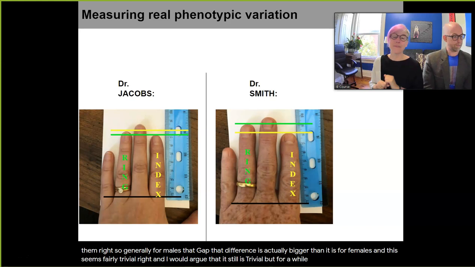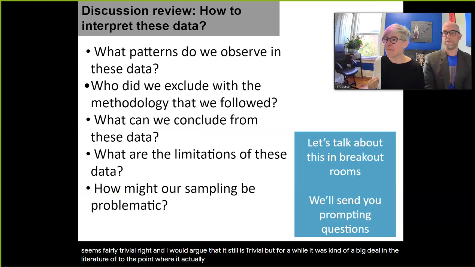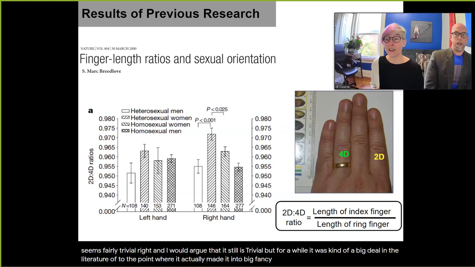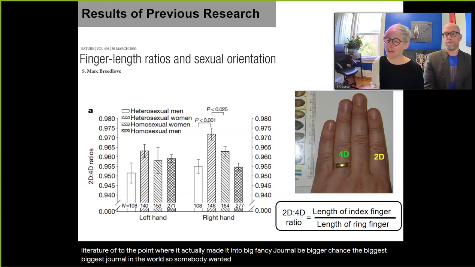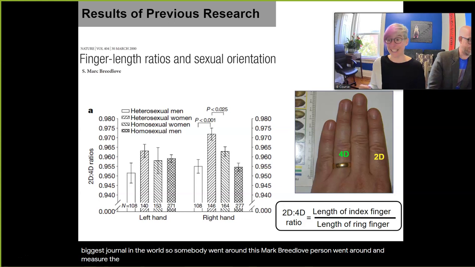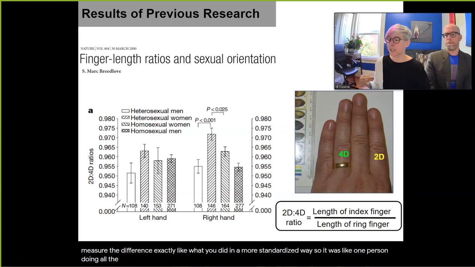But for a while, it was kind of a big deal in the literature, to the point where it actually made it into a big fancy journal called Nature. The biggest journal in the world. Somebody, this Mark Breedlove person, went around and measured the difference exactly like what you did, in a more standardized way. So it was one person doing all the measurements, but in a sample size that's not that different from what you did. No, not really. Take a look at N down here of 108, 140, basically our class size.